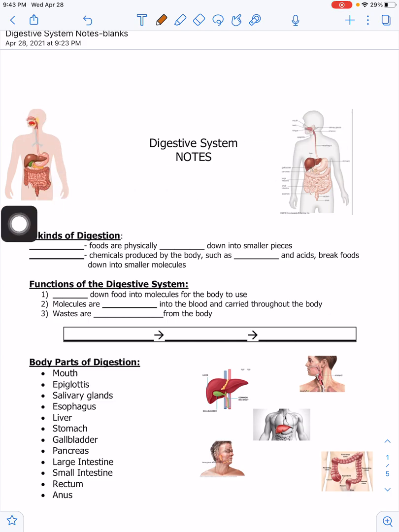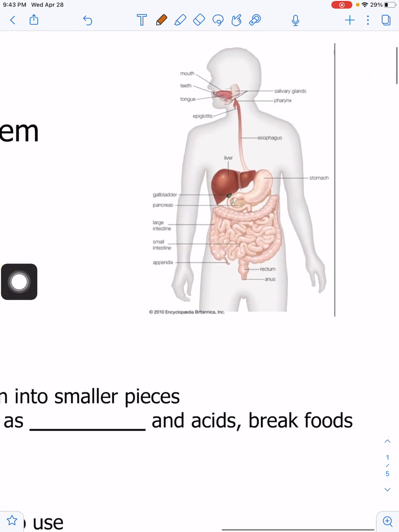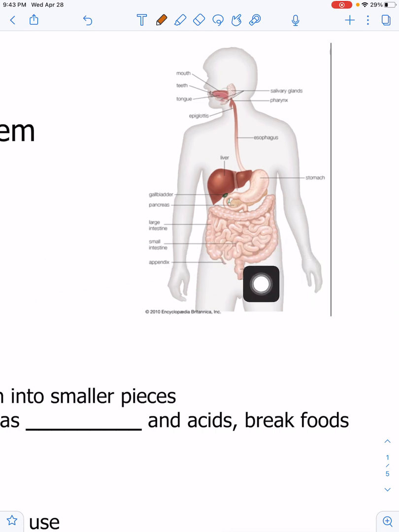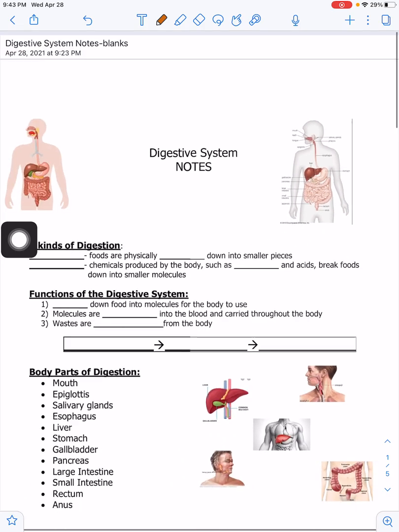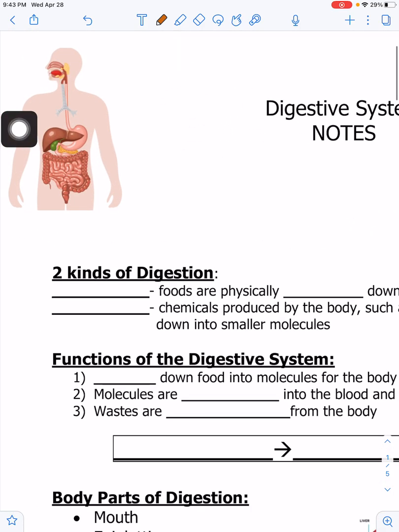Your digestive system includes all these body parts that you see pictured here. I have one where you can see where everything is located, and then over here you have one where everything is labeled. So use those as we go through. Let's talk about the two kinds of digestion that are in the body. You've learned there are two types of changes, physical and chemical changes.